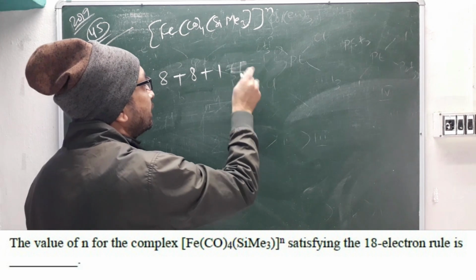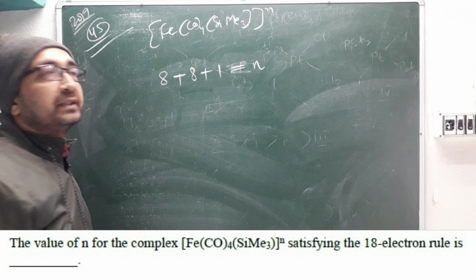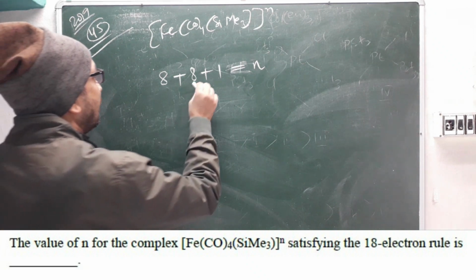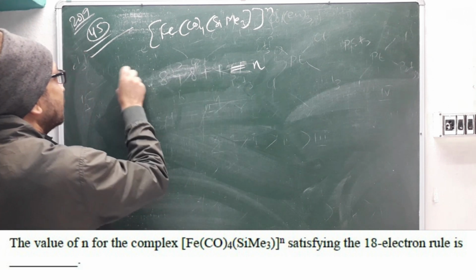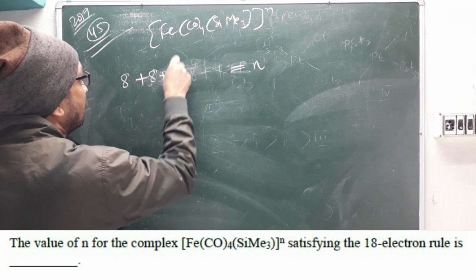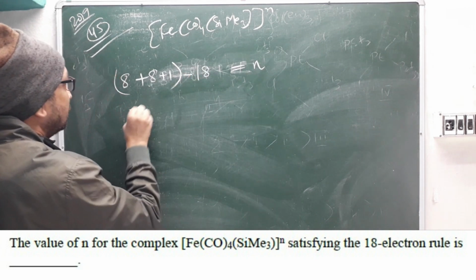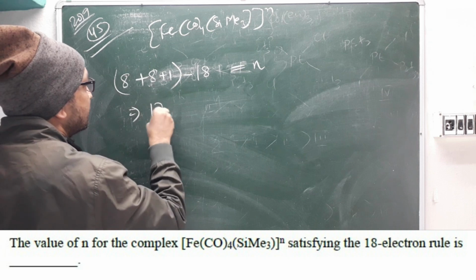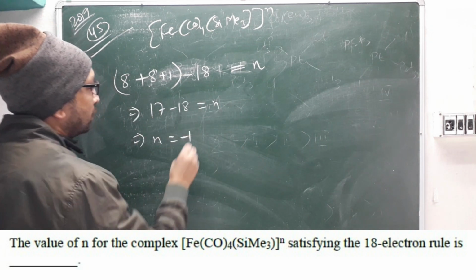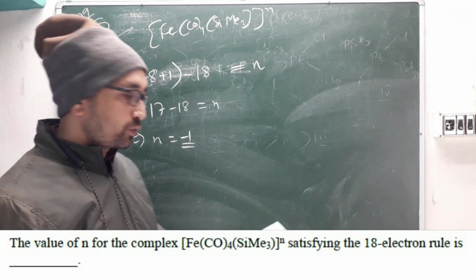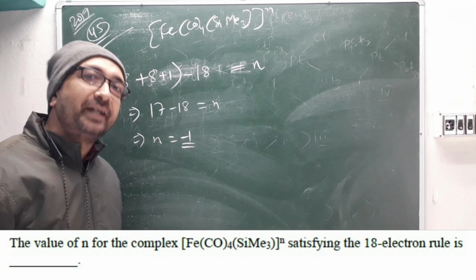Or else you can write it like this: equal to this n, you take, okay? And you can write it like this: 8 plus 1 minus 18 equal to n, or 17 minus 18 equal to n, so n is equal to minus 1. Okay, so your answer will be minus 1. So minus 1 you have to fill up, don't put 1. Okay, you have to put minus 1 here.